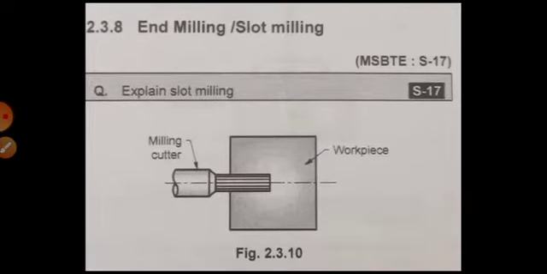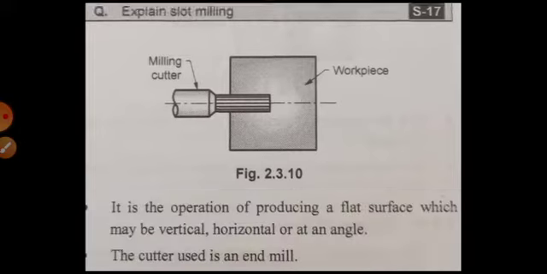Now the next one is end milling or slot milling. You can see the diagram. End milling is where you machine the workpiece on its periphery, and the end milling tool is used. And slot milling, if you have to make a rectangular groove on that particular workpiece, then you can use this end milling tool, in which you can perform this end milling operation.